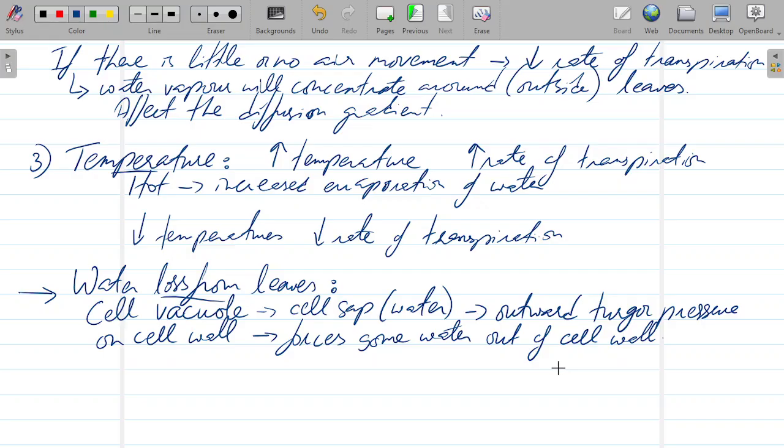Right, and so what happens then, that water evaporates into the air spaces between the cells, and those are between the spongy mesophyll cells. Right, so it's in the air spaces between the cells, and then from there out the stomata.